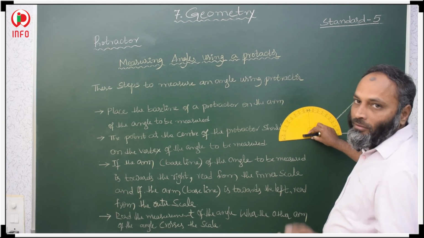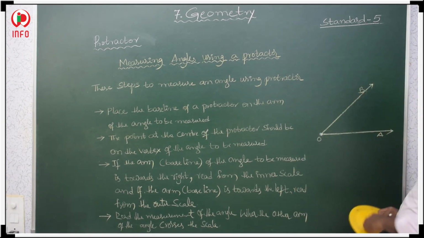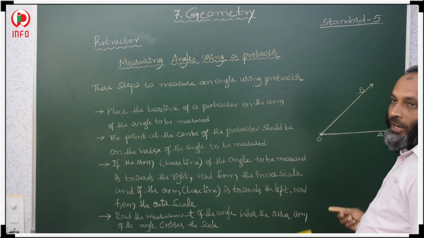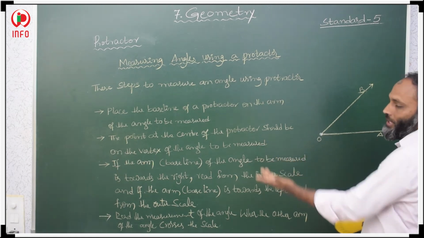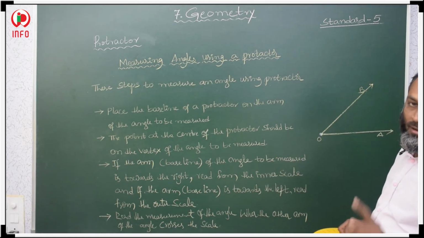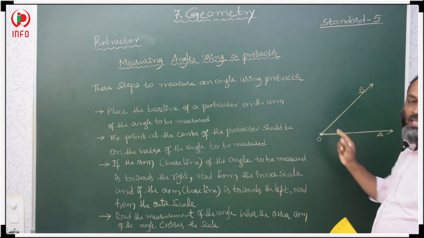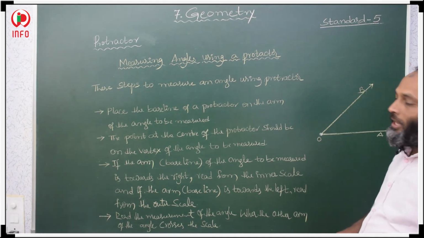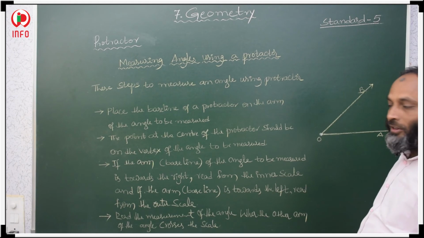When do we have to take clockwise and anti-clockwise? When this arm is on the right side, then you have to go for anti-clockwise. When this arm is on the left side, then you go for clockwise direction. Okay.